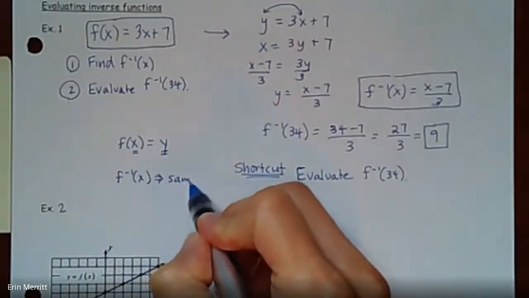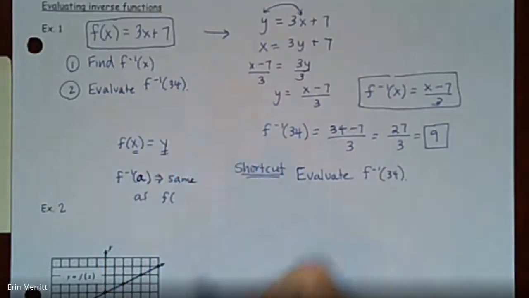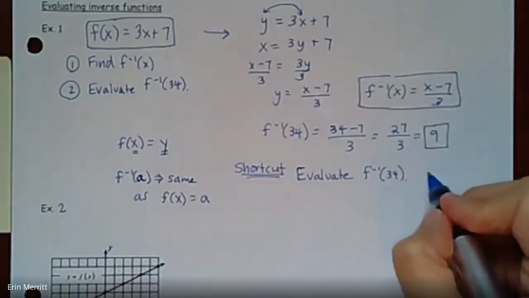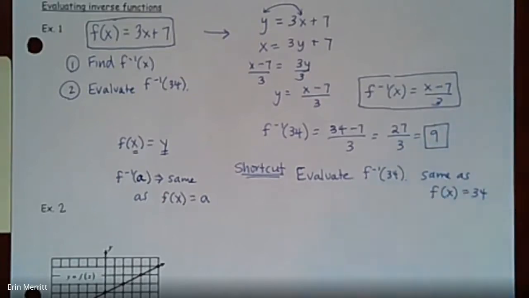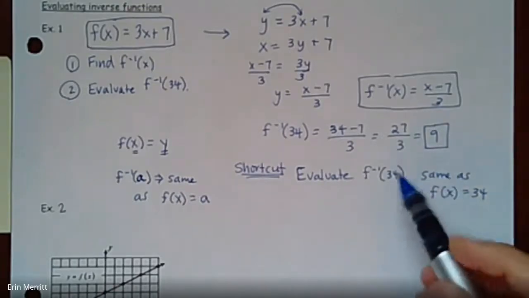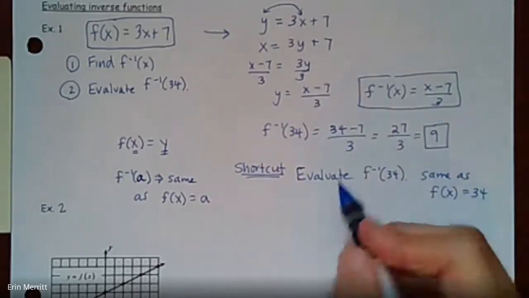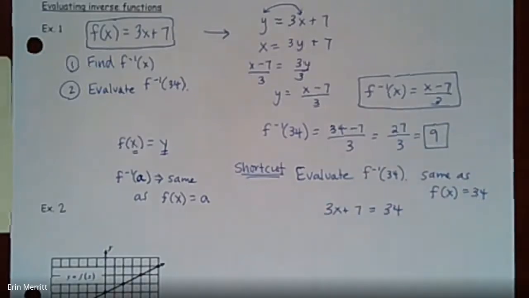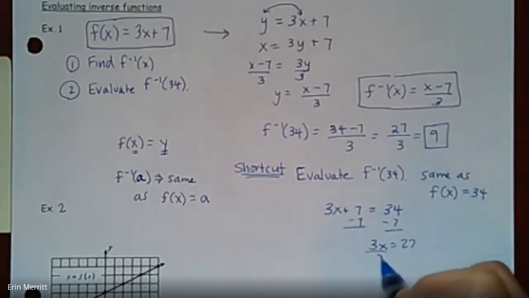So this is the same as saying, let's use a different variable so I don't confuse you. If that was a, saying f of what x value would be equal to a. So in this case, this is the same as f of what x value comes out to equal 34. Because the x value for the inverse is the same as the y value of the original. All right, so go back to the original equation. 3x plus 7, set it equal to 34. All I would do is subtract 7 from both sides. There's 27, divide by 3, and 9 would be my answer.